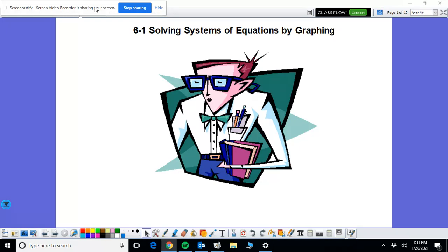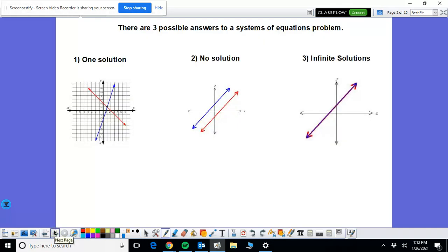But before we do that, we're going to talk mainly about a new topic that you probably never had called systems. So in your title, 6-1, solving systems of equations by graphing. So we're going to do a new idea and we're going to figure out the answer to this new idea by using an old idea, which is graphing. So as we jump in, we want to get a rough idea of what we're dealing with.